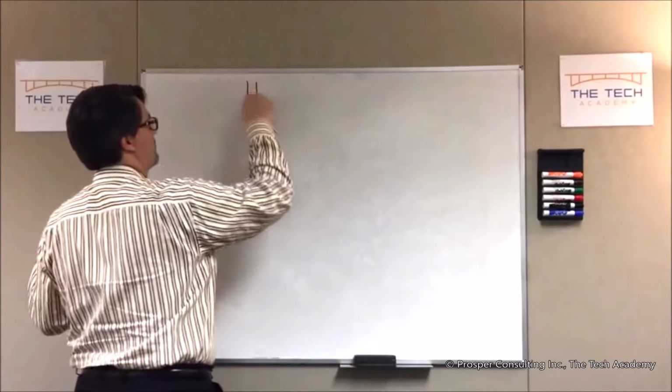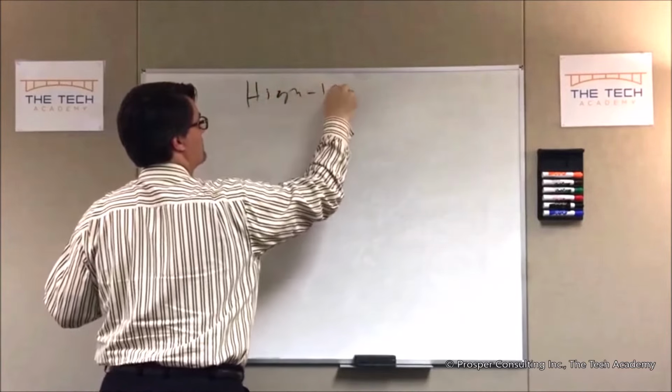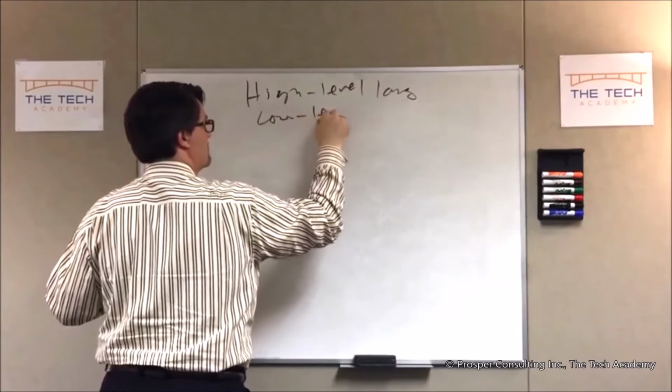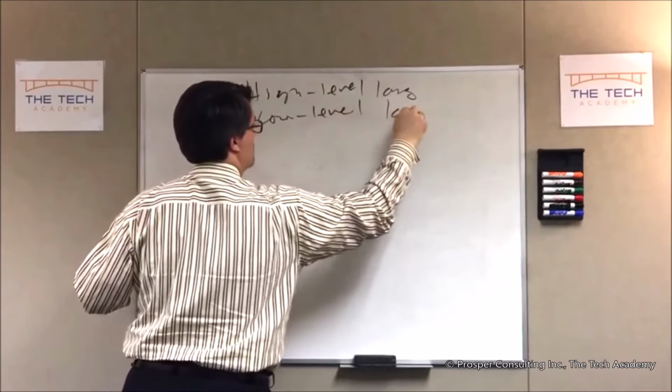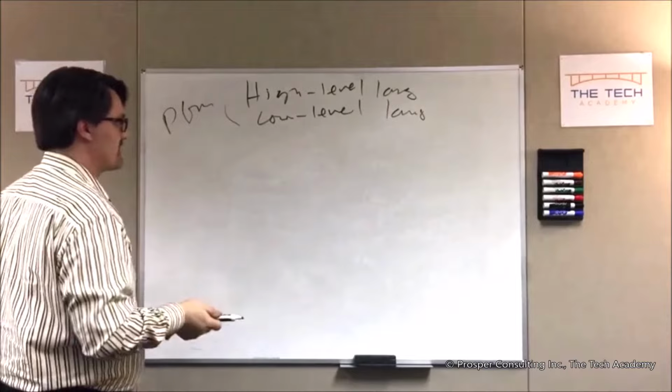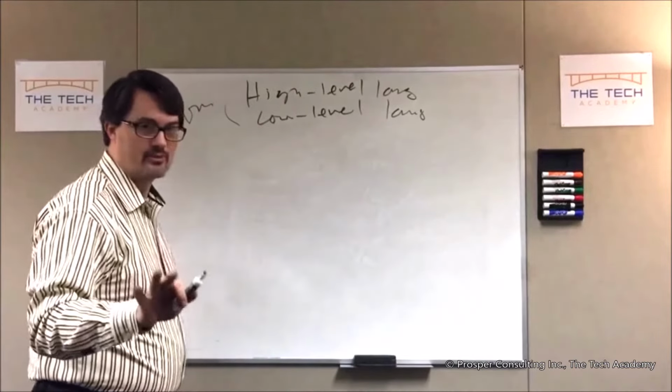You'll hear about a concept of what's called a high-level language and a low-level language. Of course, they're referring to programming languages. And here's what they mean. The basic evolution of how programming languages happened.